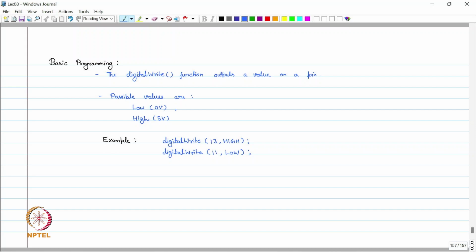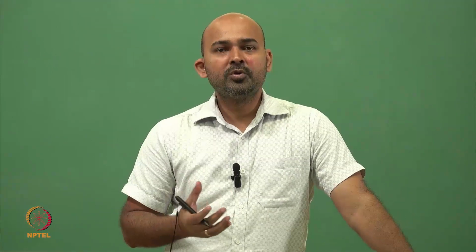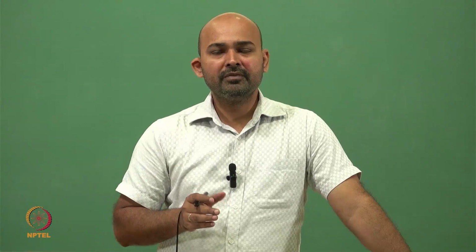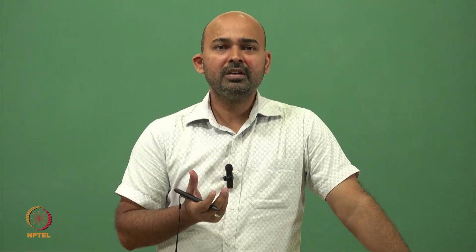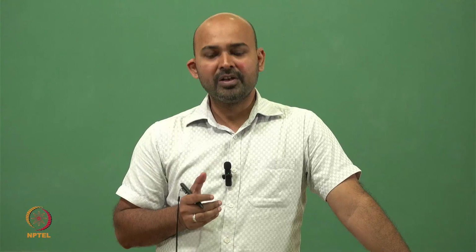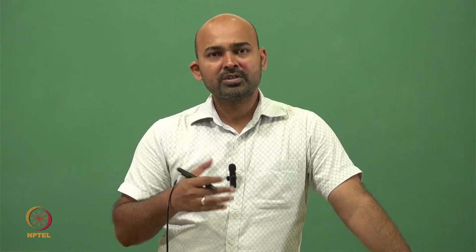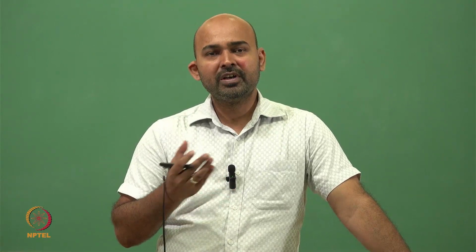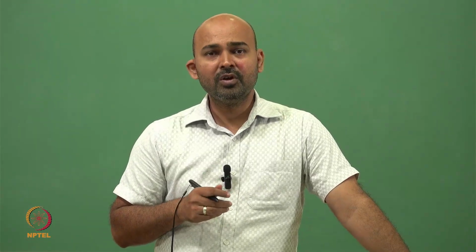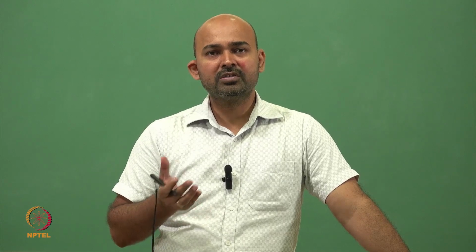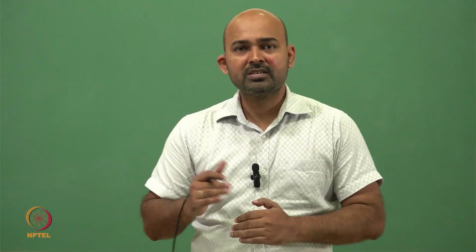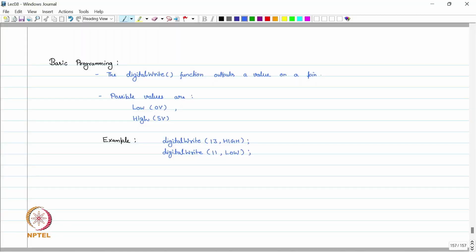So here we have the basic programming which has a function like digital write. Digital write is a function which outputs the value to a particular pin. We have to specify the pin number in digital write as well as the value. The values are possible of two types only. One is the low, which is 0 volt, and the other one is high, which is 5 volt, because the Arduino runs at 5 volt, so all the digital high is 5 volt.